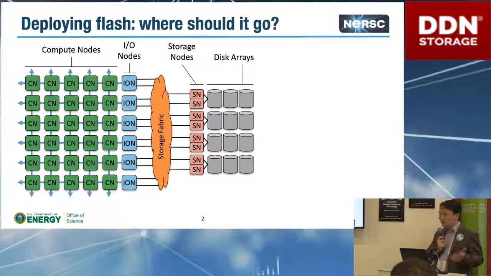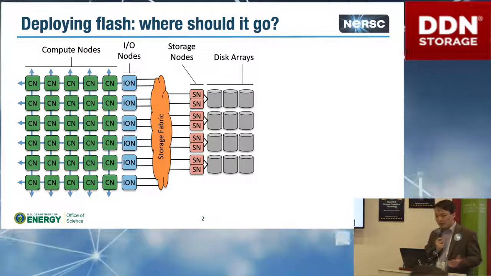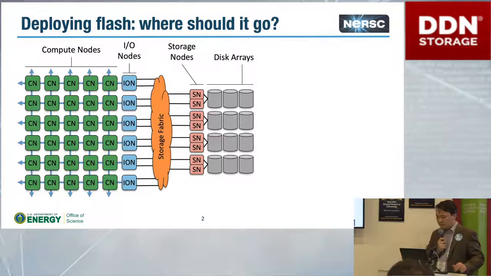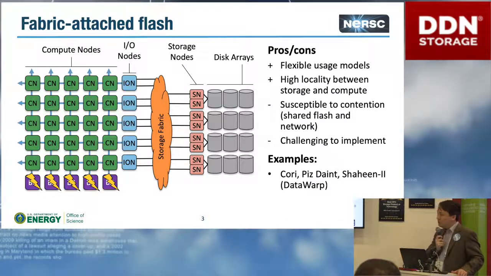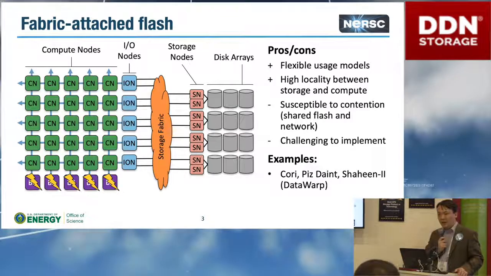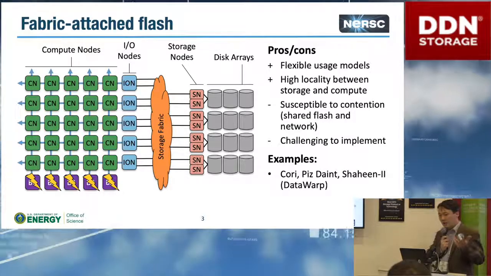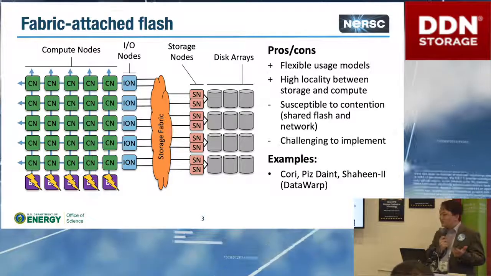And the question is, if you want to integrate Flash into this and accelerate your workloads, where do you put it? It turns out there are a lot of different places you can put it. For example, you could attach it to discrete servers that are integrated onto your compute network. This is a model that I call fabric attached Flash. So you have a discrete server on the same fabric as your compute nodes. It has Flash integrated into it. And you can use this in a variety of ways.